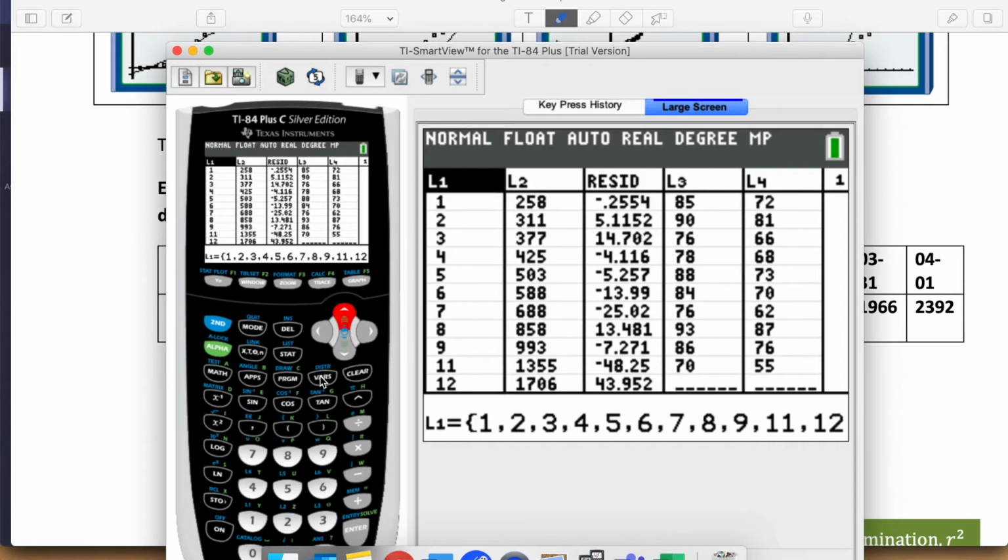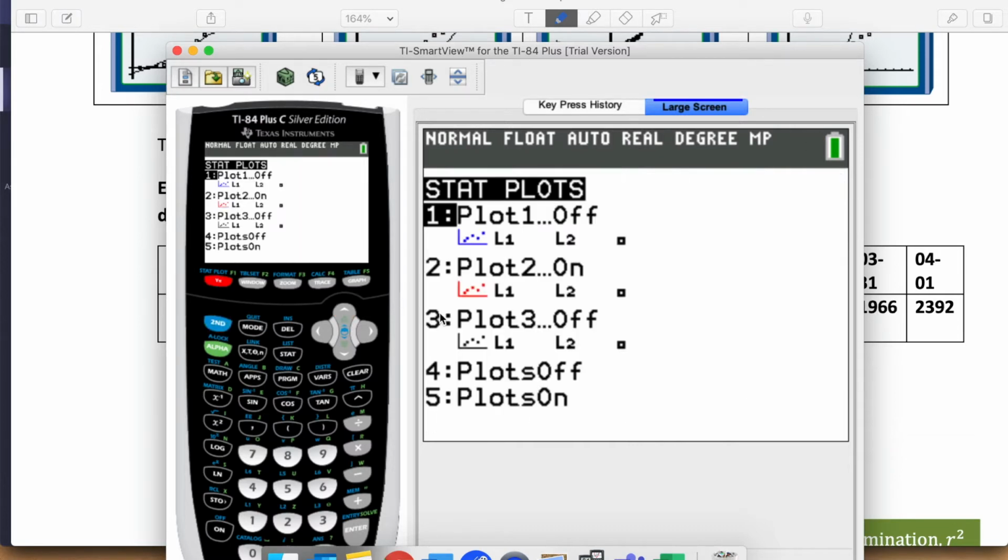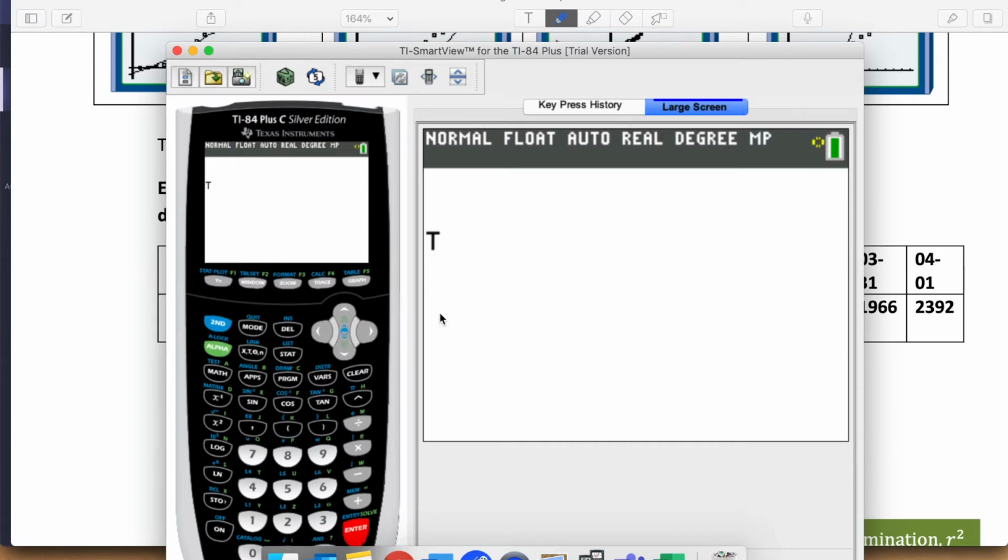So in order to create a scatter plot, if you need to, press pause on the video, and then you can input this data. So in a scatter plot, we're going to go second function, Y equals. And you can go to number 1 and turn it on. I've gone to number 2. It doesn't matter which one you go to.